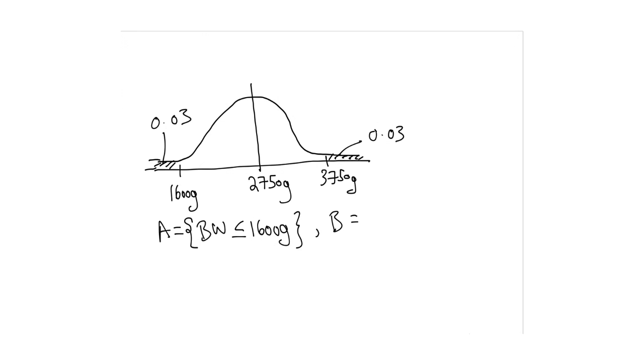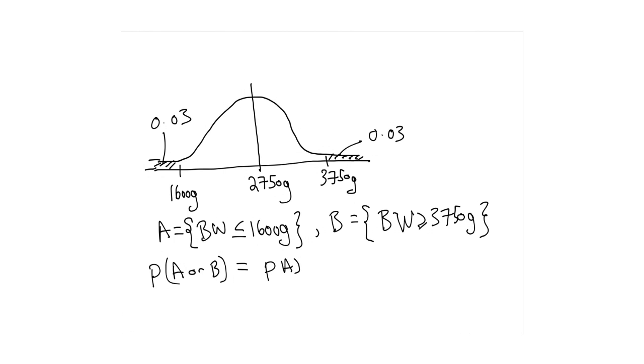And let's let B be the event that birth weight is greater than or equal to 3,750 grams. So what's the probability of a boy being born that's less than or equal to 1,600 grams or greater than or equal to 3,750 grams? That's just P of A or B. And so now we can use the addition rule, which is P of A plus P of B minus P of A and B.